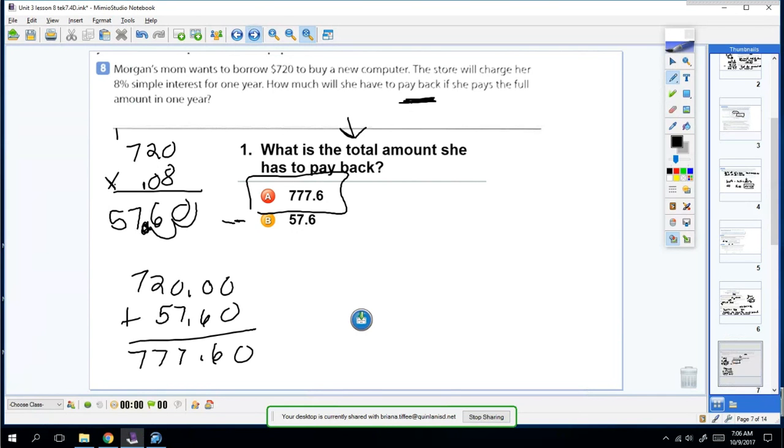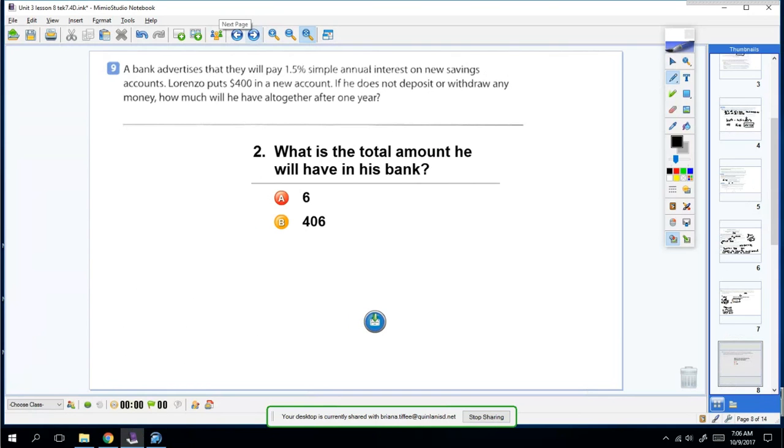All right. A bank advertises that they'll pay 1.5% simple interest annually on new savings accounts. So Lorenzo puts $400 into a new account. If he does not deposit or withdraw any money, how much will he have after 1 year? Okay, so again, I can look at my answer choices and I can easily figure out the total because it's the amount higher. Well, let's figure out how we got that.